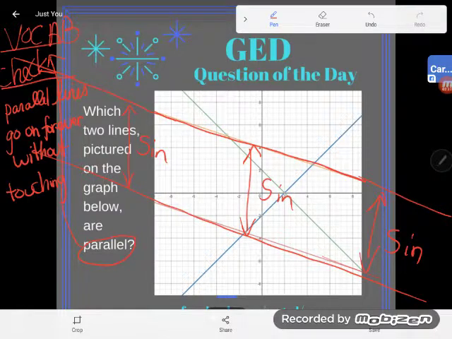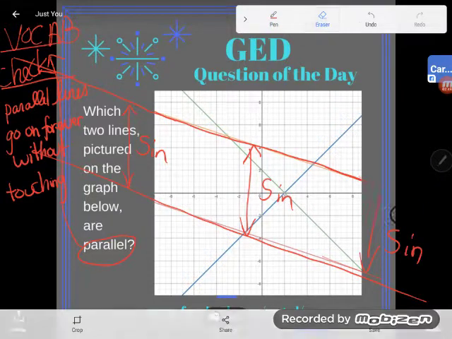They're slanting through space at the same exact angle. Therefore, they will remain equidistant apart forever and ever. They're never going to touch. And so even if we pulled out this graph to go on forever, they would not touch. And so we can say that those two lines there are parallel.